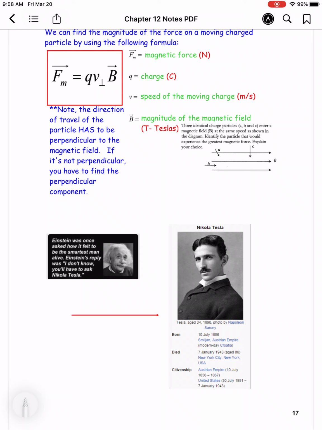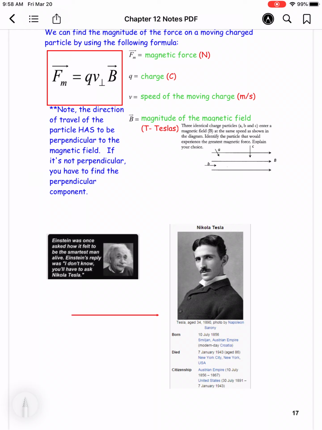Magnetic force is of course measured in newtons, Q in coulombs, and velocity in meters per second, and make sure you double check those all the time. Note that again, the direction of travel has to be perpendicular. If it is not perpendicular, you have to find the perpendicular component, which means you can break it into the x and y components.